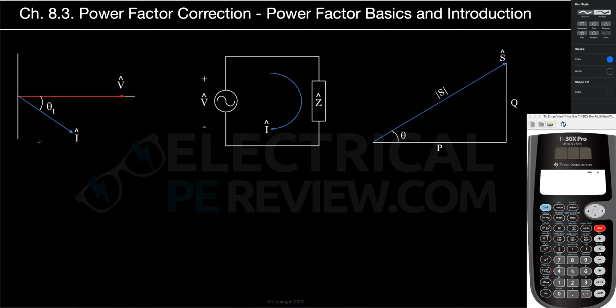So starting with the phasor diagram here on the left, power factor is going to be the cosine of the difference between our voltage angle and our current angle. In this case, power factor tells us how out of phase our current is with our voltage, or how big the angle is that exists between them.